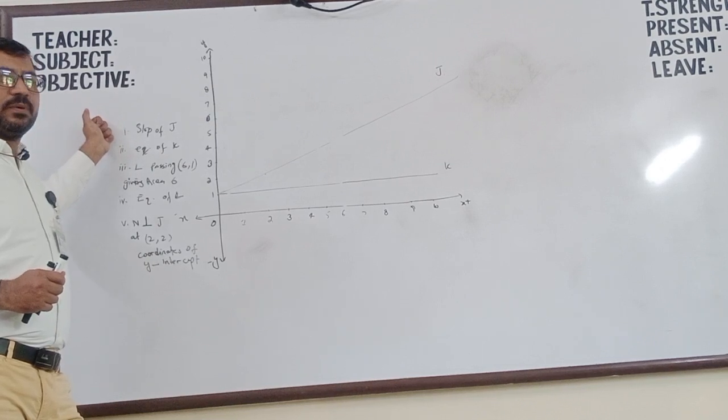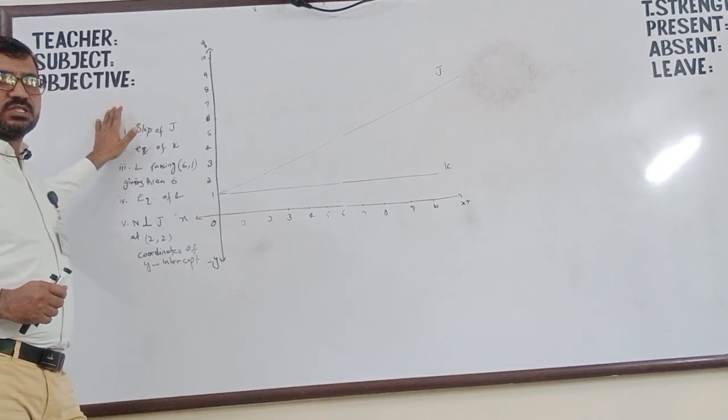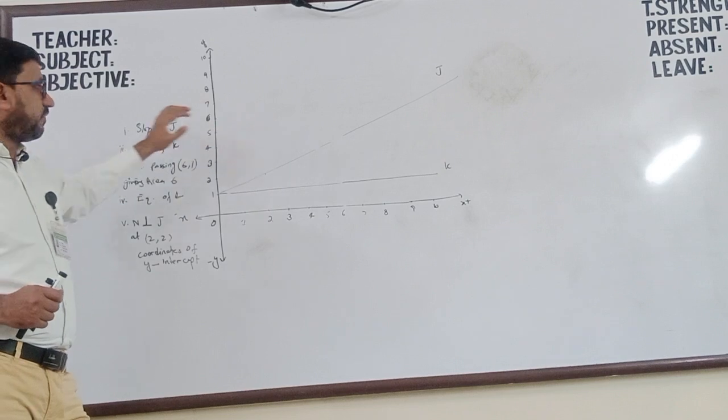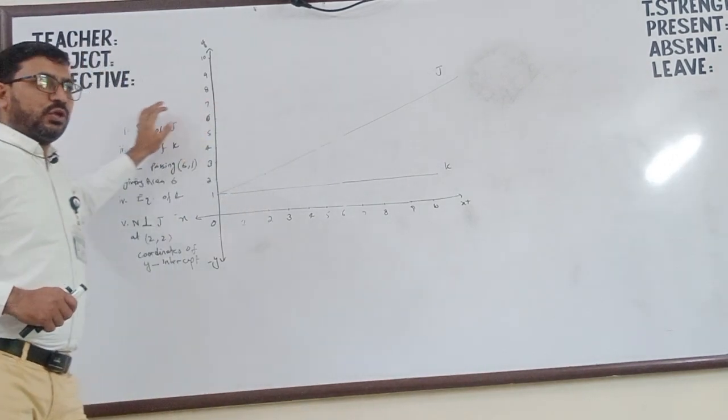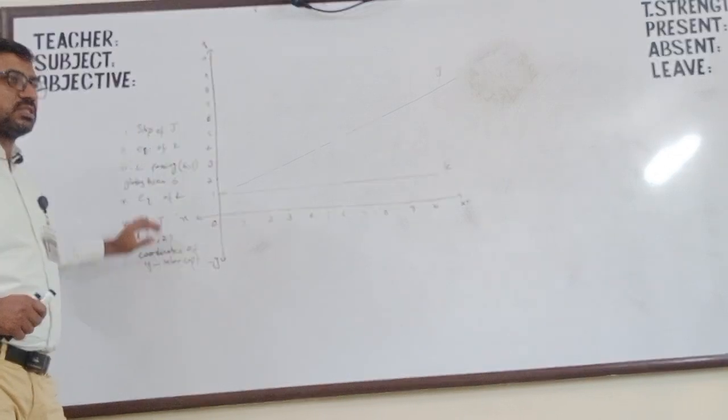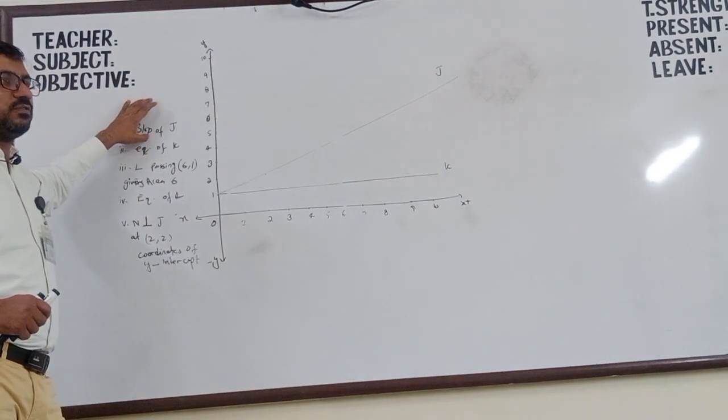So first, there are a few parts of the question. The very first, this one is a graph. On the graph, you are given a few lines. It's line K and line J. You need to find out a few things from this one. The very first thing is the slope of J.